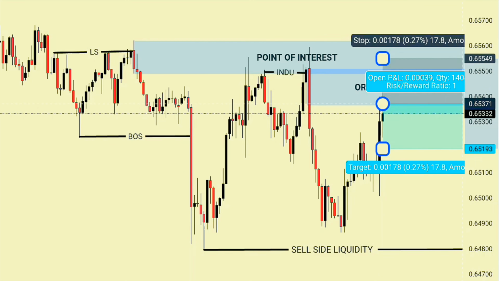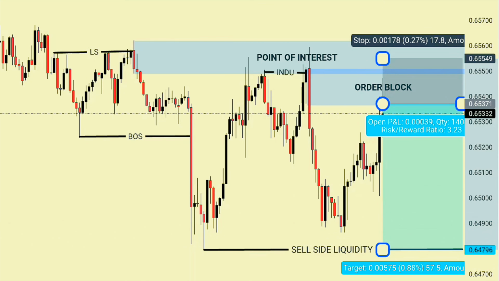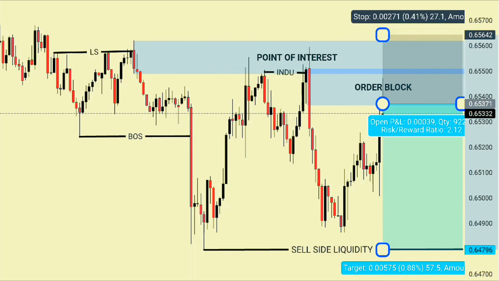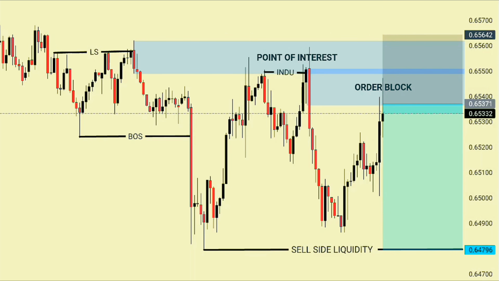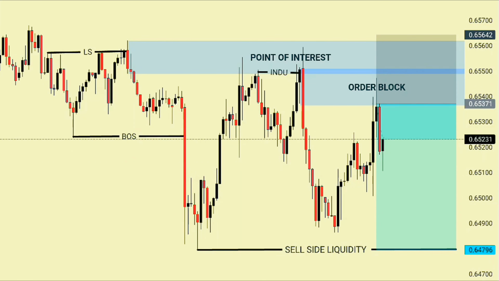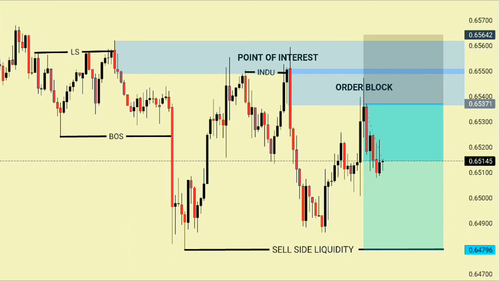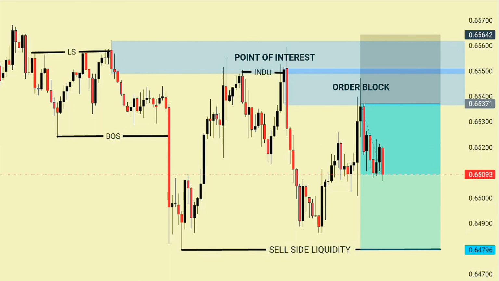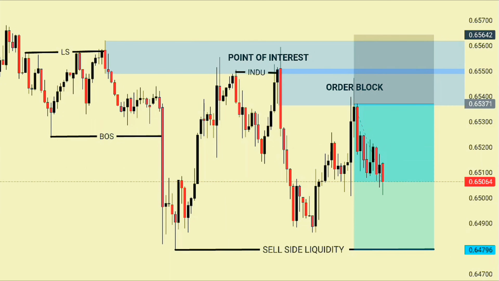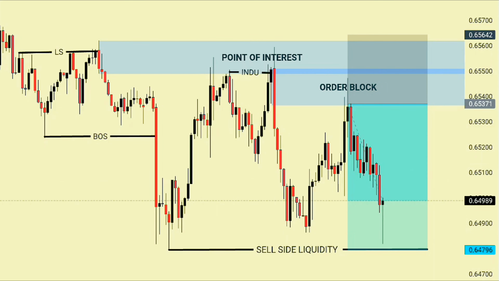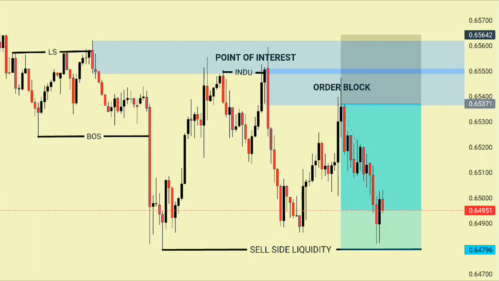And finally, step 7. The sell entry. Here's the full logic. Liquidity gets swept. Price returns to point of interest. Break of structure gives bearish confirmation. Inducement gets taken. Order block gets respected. Sell-side liquidity becomes the target. So when price taps the order block and rejects, that's our entry. Stop loss goes just above the order block high. Take profit goes at the sell-side liquidity zone. This creates a clean, structured, high-probability SMC sell setup. This is how you trade with smart money, not against it.